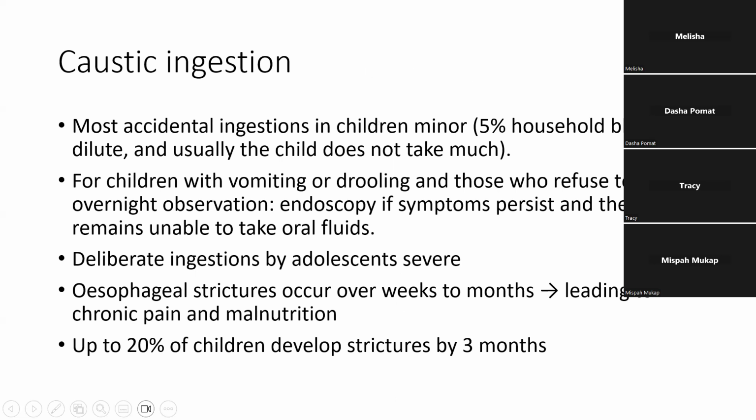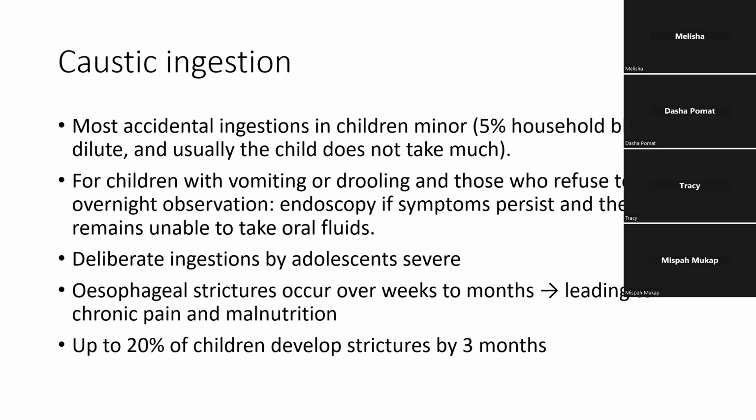Most accidental ingestions occur in children and are very minor. If they've taken just most bleaches, they can be quite dilute, and usually the child doesn't suffer much apart from some mouth erosions. But if a child has vomiting, refusal to drink, or mouth erosions, then they need an endoscopy. You need to keep them in hospital and organise with the surgeons to do an endoscopy to just look at their esophagus.